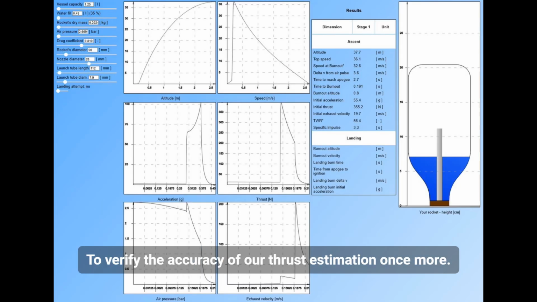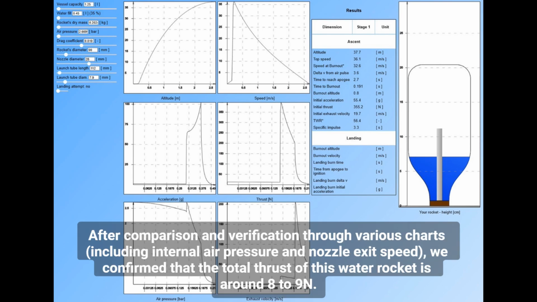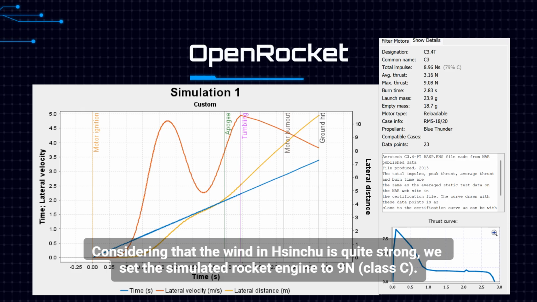To verify the accuracy of our thrust estimation once more, another simulator can even account for the length of the intake pipe, bringing it closer to our competition requirements. After comparison and verification through various charts, including internal air pressure and nozzle exit speed, we confirmed that the total thrust of this water rocket is around 8 to 9 N. Considering that the wind in Hsinchu is quite strong, we set the simulated rocket engine to 9N, Class C.